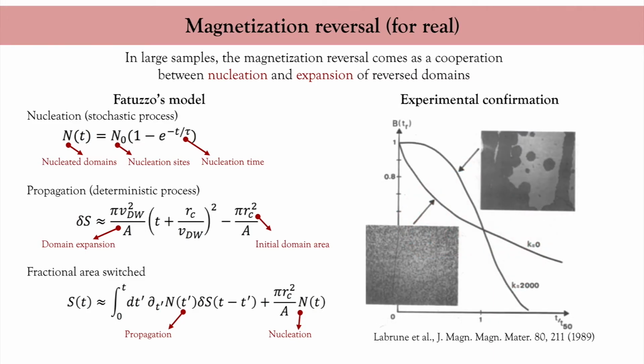These two curves are experimental data, not simulations. You can actually parameterize your system as a function of the ratio k between the nucleation time tau and the domain wall expansion time VDW over RC. If domain wall nucleation dominates, k is very large, and you get the bottom curve. If domain wall propagation dominates, k is very small, and you get the top curve.